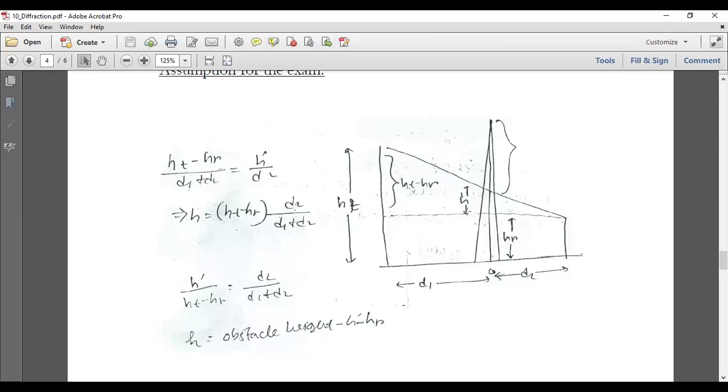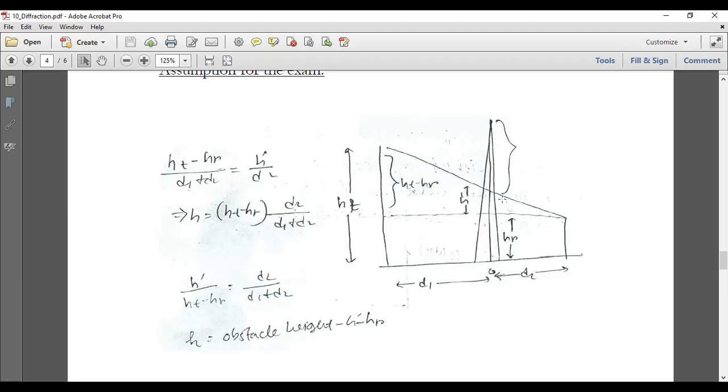But what do we mean by H prime? Let's assume that you create a triangle here, triangles with right angles. You have a right angle here, and also the distances you have here, D1 and D2, take the bases. So basically for the large triangle, the whole base is D1 plus D2, and this arm is H2 minus HR, and the base is D1 plus D2.